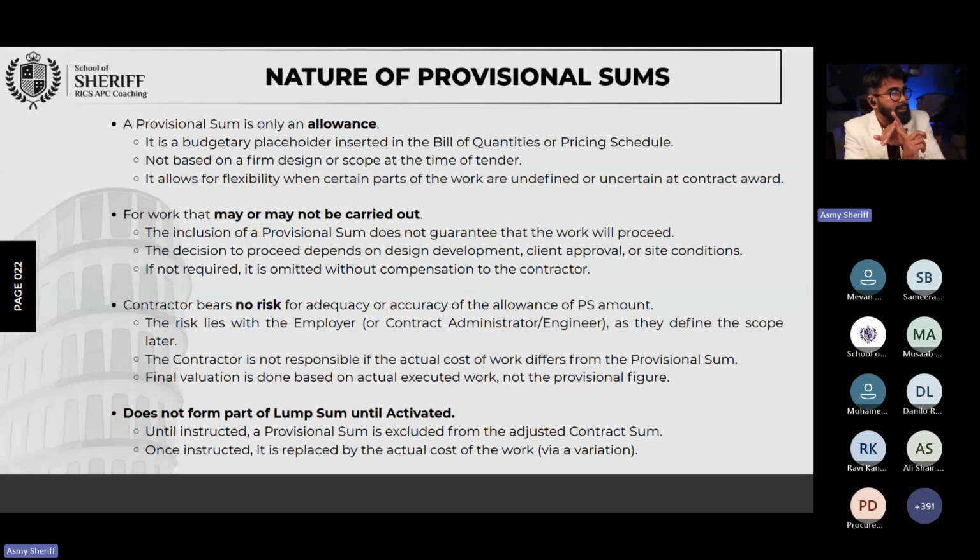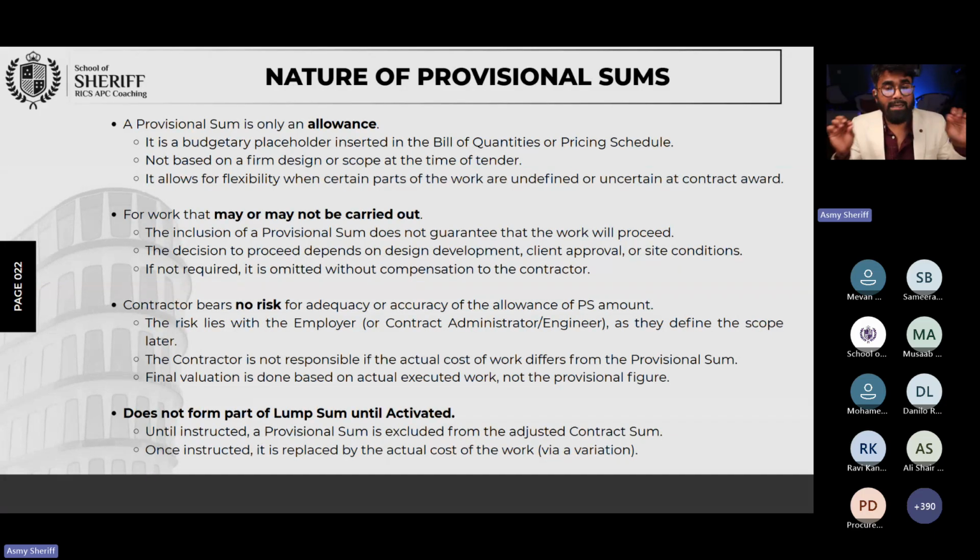So remember that, guys. Provisional sum is just an allowance. There is no confirmation that it will be executed. It's just a placeholder, a place to keep the money. There is no confirmation that it will be awarded to you, or that it will be provided to you, or carried out. The client may give it to someone else, may bring someone else to do the work. So don't think that if they mention something in the BOQ, I should execute the work, right?